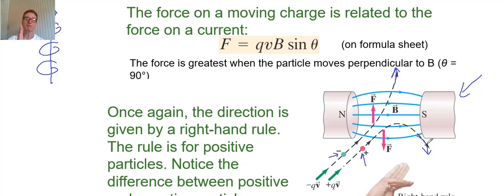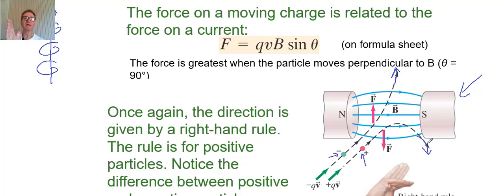So my fingertips will point in the direction of the current or the charge, whatever that direction is. My palm will point in the direction of the magnetic field. Okay, so fingertips go in the direction of the velocity of the charge. Palm points in the direction of the magnetic field, all right? And that leaves my thumb. My thumb is going to point in the direction of the force on that charge.